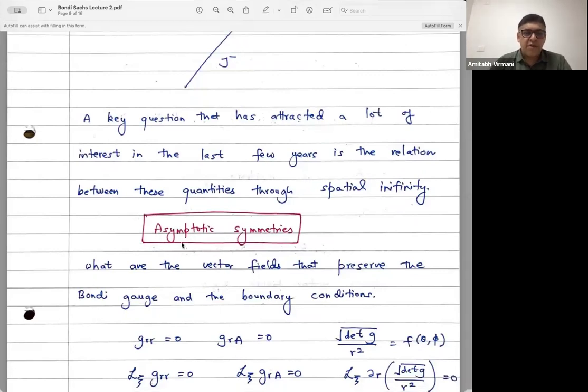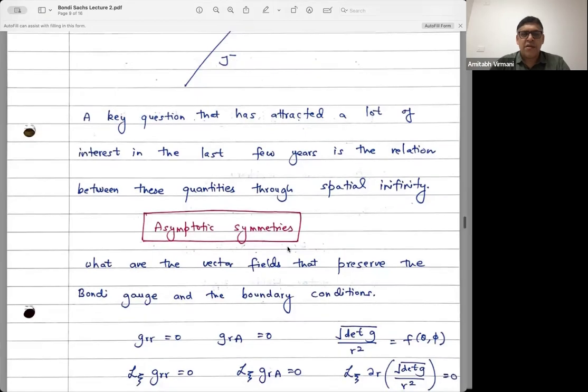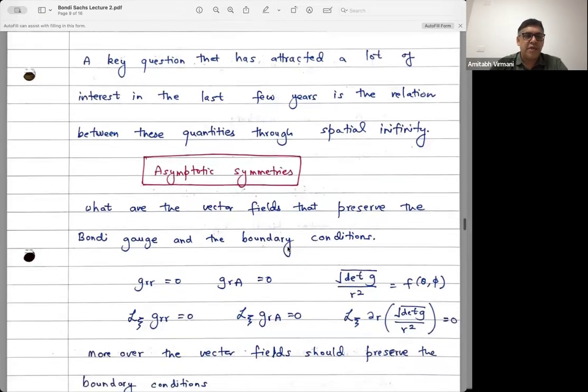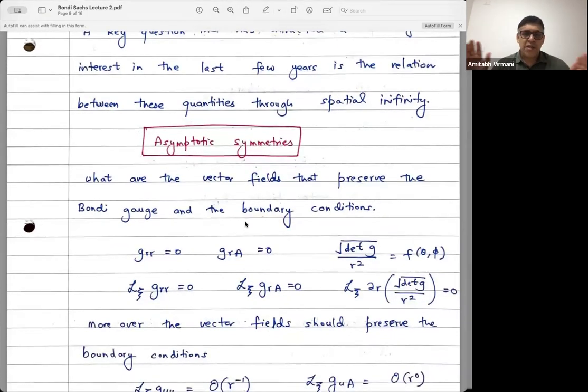Okay, so the next topic I want to discuss is asymptotic symmetries. So what do we mean by asymptotic symmetries? Asymptotic symmetries have some complicated definition in terms of Hamiltonian charges and so on. We will come to that in a moment. We are asking a simpler question. What are the vector fields that preserve the Bondi gauge and the boundary conditions that we impose? Okay, so try to understand the question.